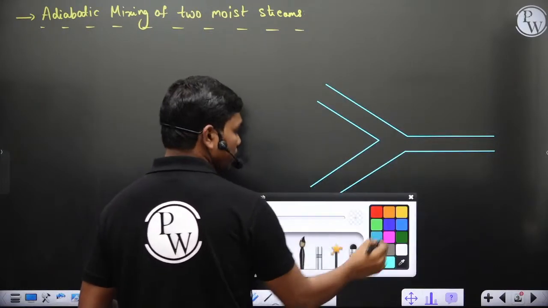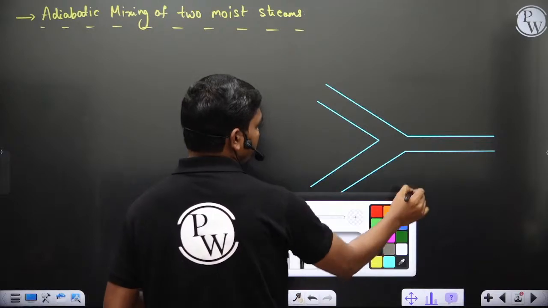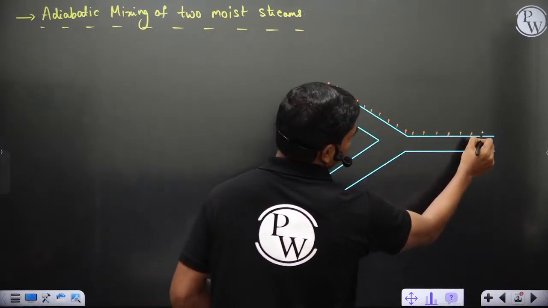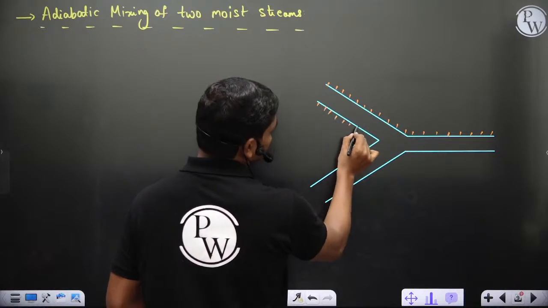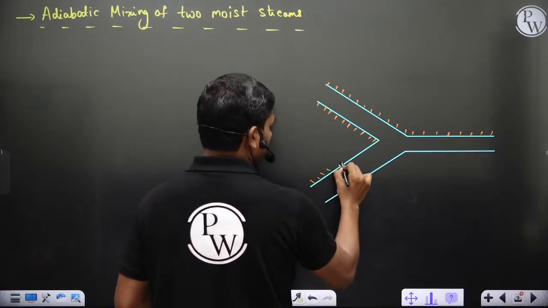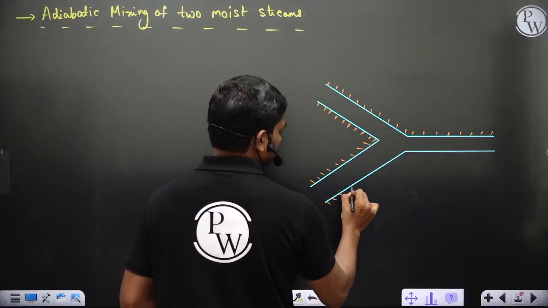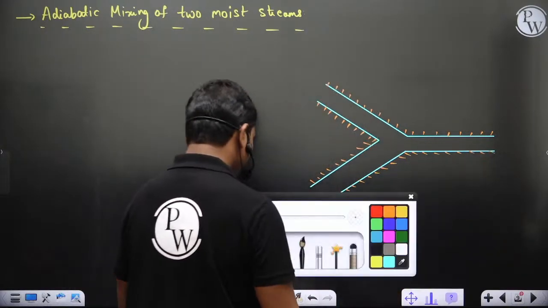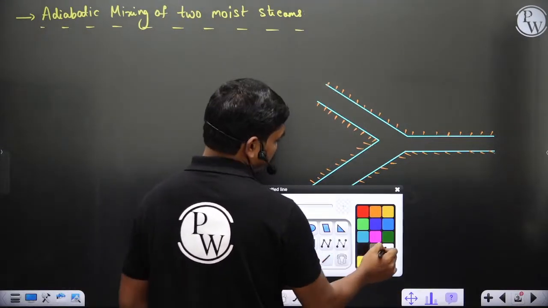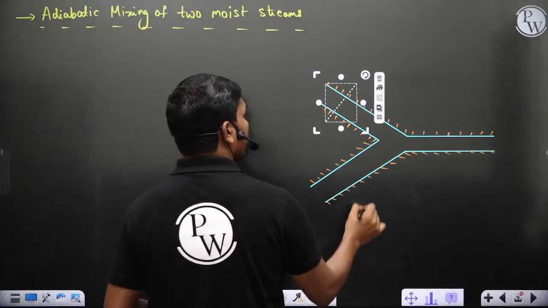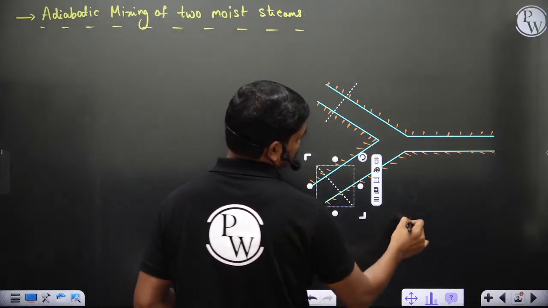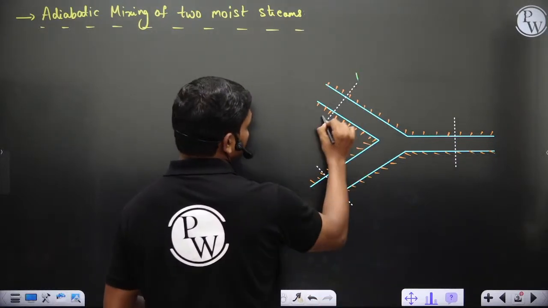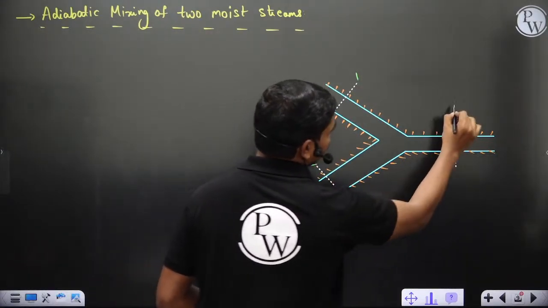Fine. Okay, so let's say this is insulated because it's adiabatic mixing. We don't want energy to go out unnecessarily. So let's say this is the adiabatic case. Now this is state 1-1, this is 2-2, and this is state 3-3, or sections 1-1, 2-2 and 3-3 actually.